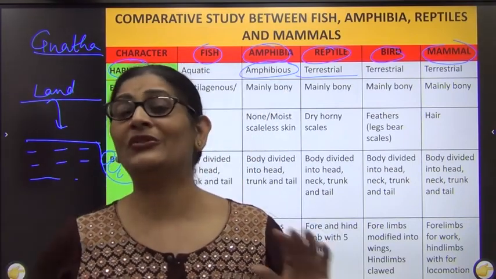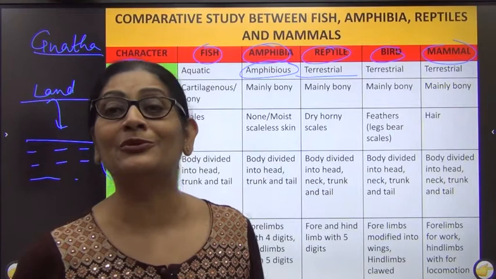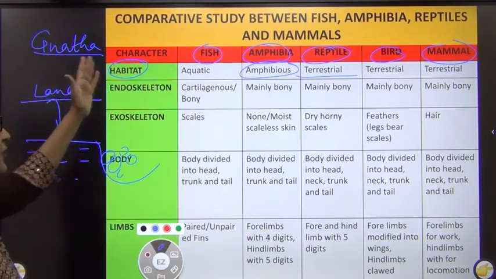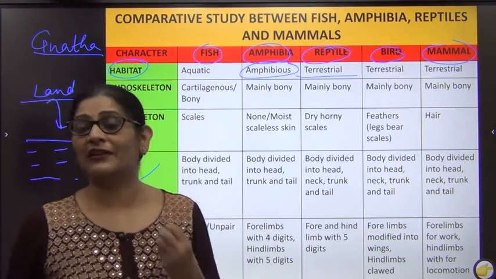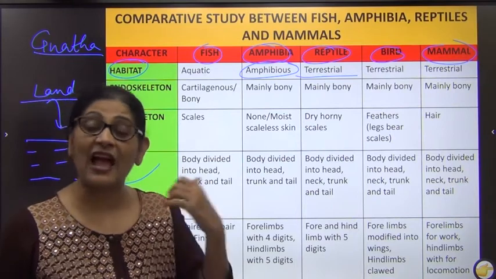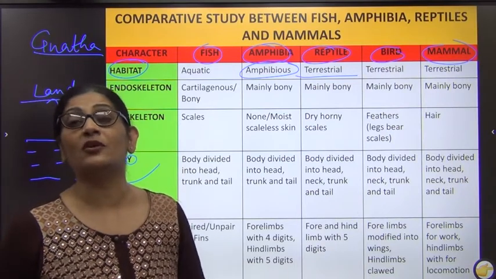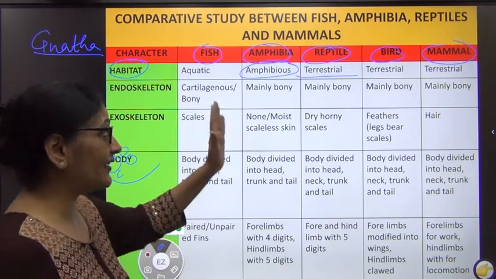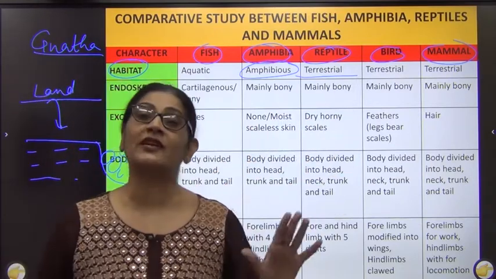So these characters show. Now let us come to the habitat once again. The habitat of fish, of course, is aquatic. They live in water. It may be freshwater, marine. Amphibians, they live on land but they depend on water for reproduction. And reptiles, birds and mammals, they are true terrestrial animals.